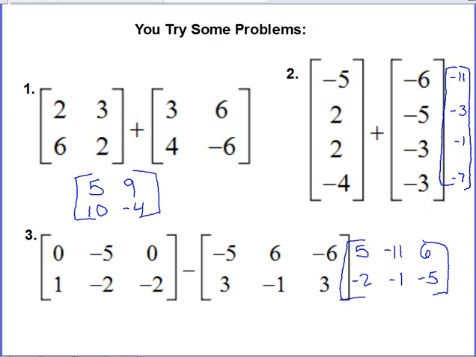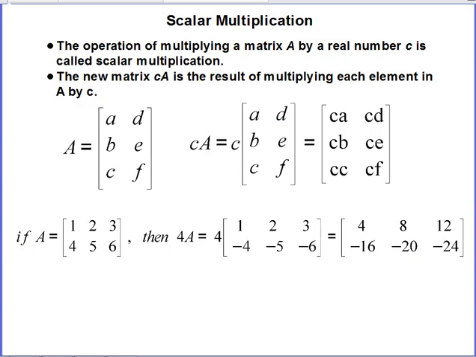Alright, here are the solutions to these problems. So again, we're just adding or subtracting the numbers that are in the same spot in each matrix. The next operation that we're going to look at is called scalar multiplication. So what we're doing here is multiplying a number, in this case 4, times an entire matrix.